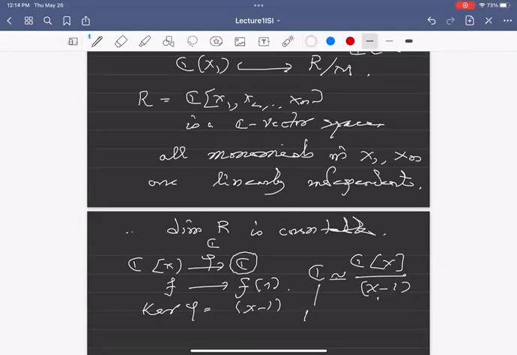This is a one-dimensional vector space. One-dimensional C vector space. So this has countable dimension. This also has countable dimension.